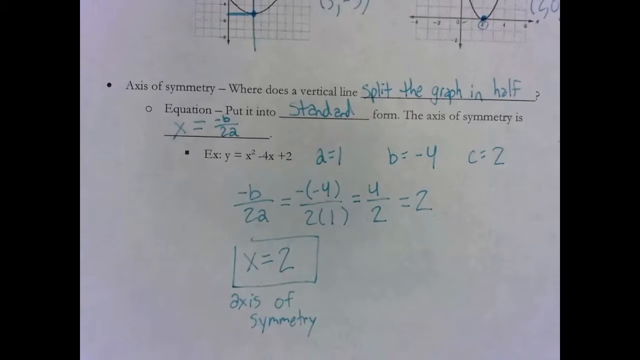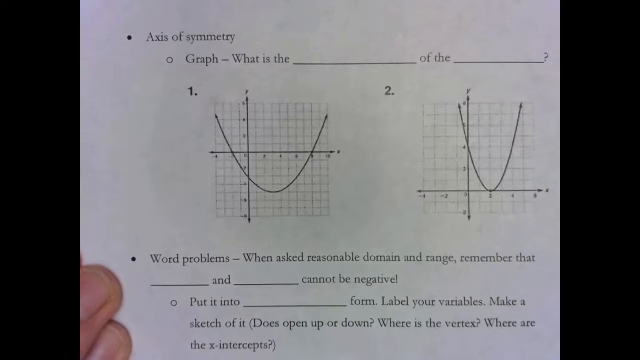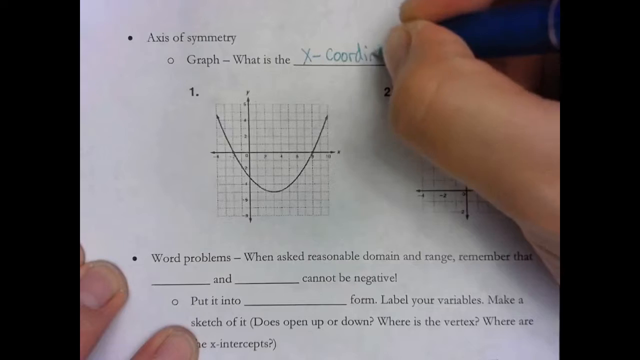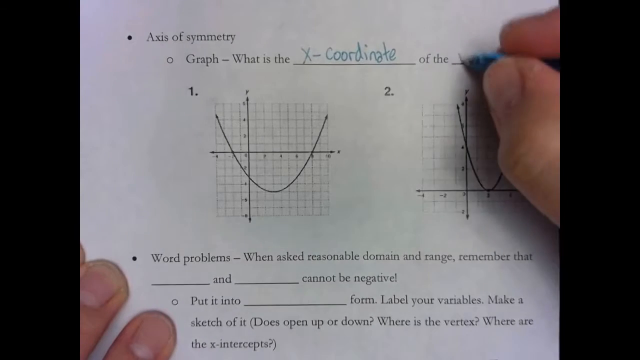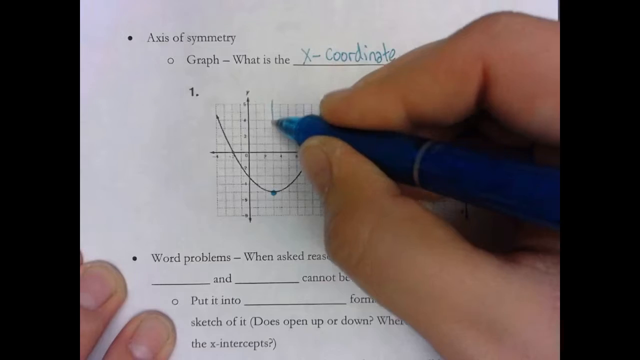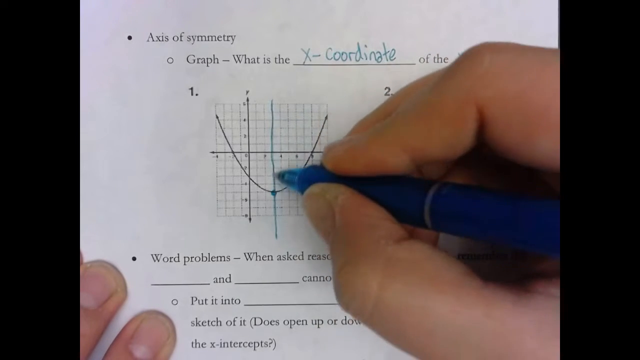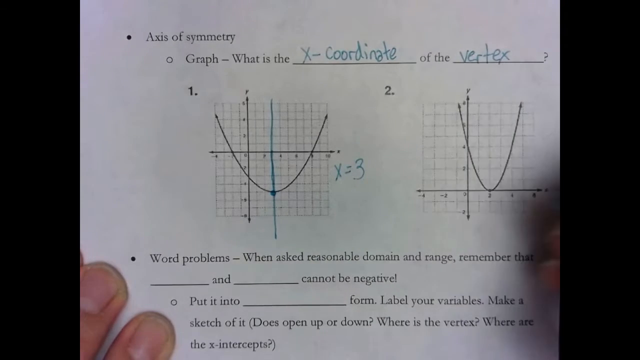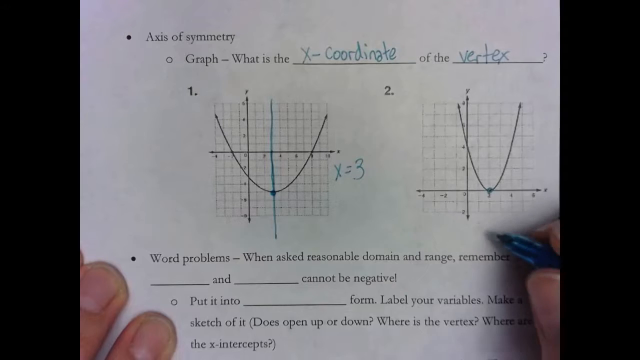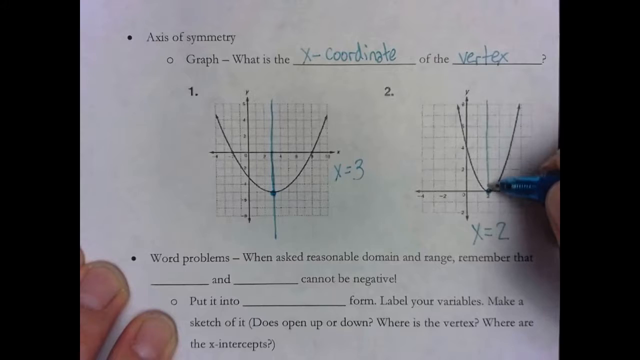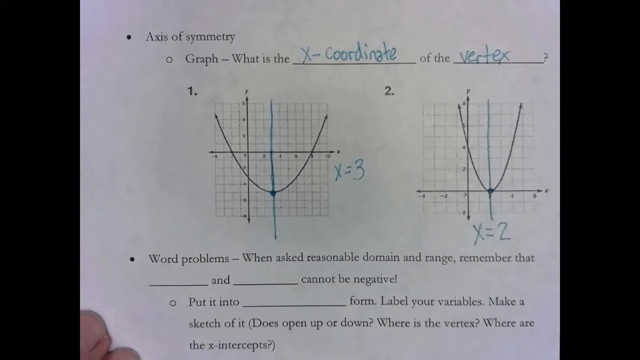Let's look at the back. Okay, finding the axis of symmetry on a graph, you just need to know what is the x-coordinate of the vertex. So, for example, our vertex is right here, and the axis of symmetry would be this, which notice that's the x-coordinate, and the x-coordinate is 3. For this one, here's our vertex, and the x-coordinate is 2. So our axis of symmetry would be right here. Not so bad, right?